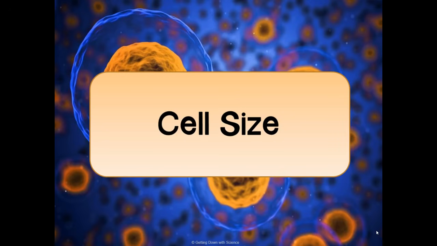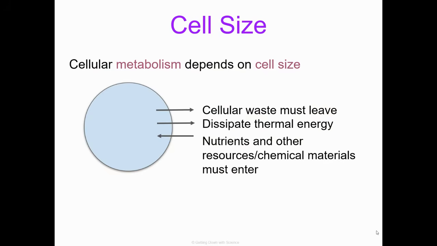Welcome to Unit 2, Topic 3. Today we're going to be discussing the size of cells. All right, so cellular metabolism depends upon cell size. And what this means is that cell size is going to dictate what the cell can actually get done.